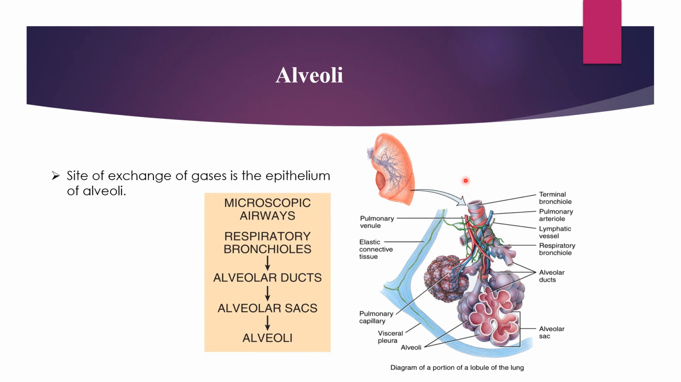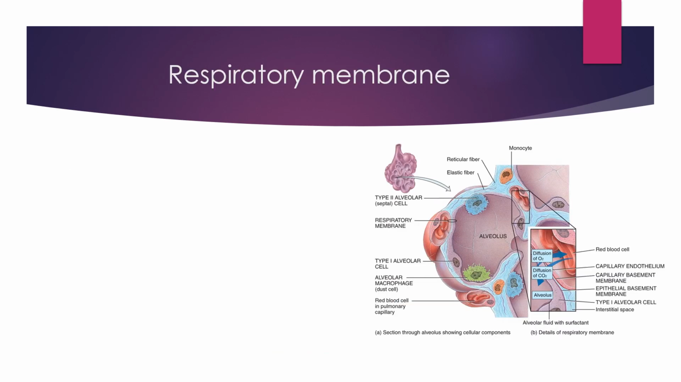So air first will come from the terminal bronchi. From the terminal bronchi it will go to the alveolar duct, and from the alveolar duct the air comes into the alveolar sac, and then finally it will go into the alveoli. Alveoli is the place where the exchange of gases occurs. Inside the alveoli also, where does exchange occur? The epithelium of the alveoli. Okay, so now we'll see the respiratory membrane.